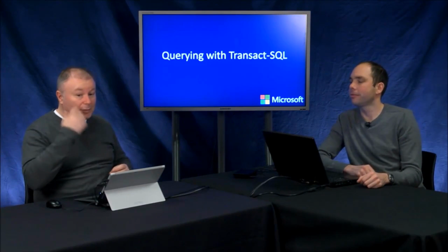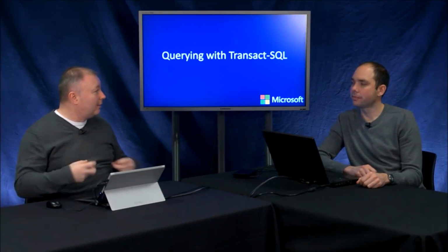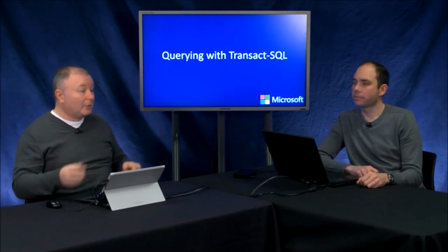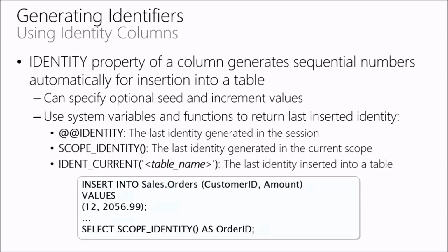Yeah, and particularly if it's within a transaction, because you're going to get the value that's within your transaction before that transaction rolled back. And we will talk about transactions later on in the course if you don't already know what they are. So you can see the code example. I'm inserting into the sales orders table a customer ID and an amount, and I'm explicitly specifying the values that are being inserted. So it's customer ID 12, the amount is 2056.99, and then once the insert is done, I'm selecting the SCOPE_IDENTITY, and that's the order ID, that's the last identity that was inserted.